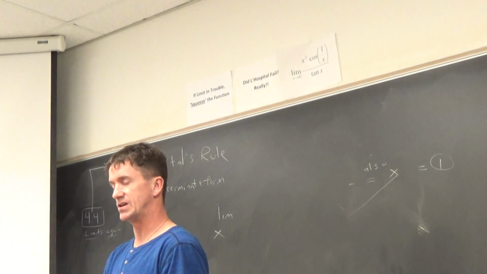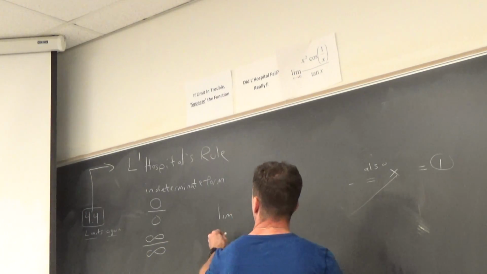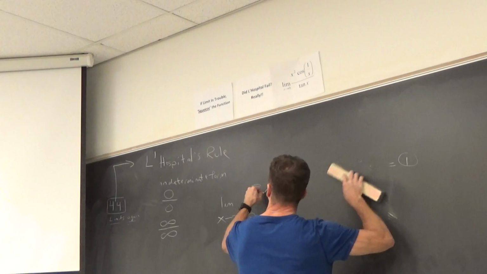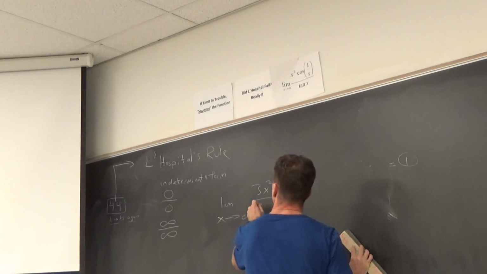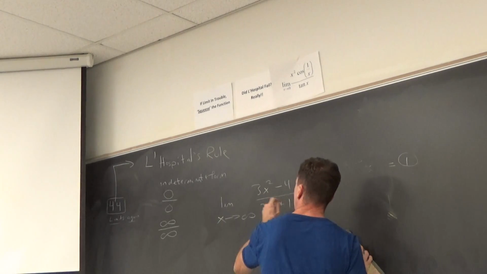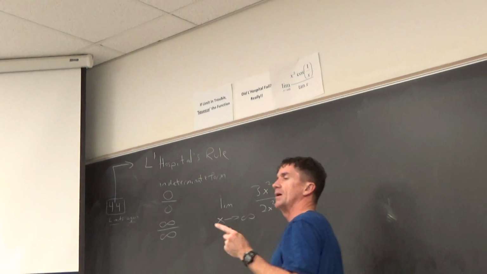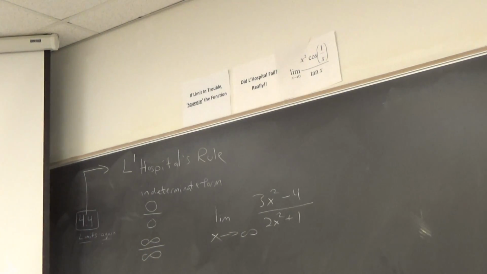So on test 1, you had to find the limit as x approaches infinity of 3x squared minus 4 all over 2x squared plus 1. A lot of you figured this out by knowing it's a rational function, it has a horizontal asymptote, and you found the horizontal asymptote, so you knew what the limit was. But now you know L'Hopital's rule.